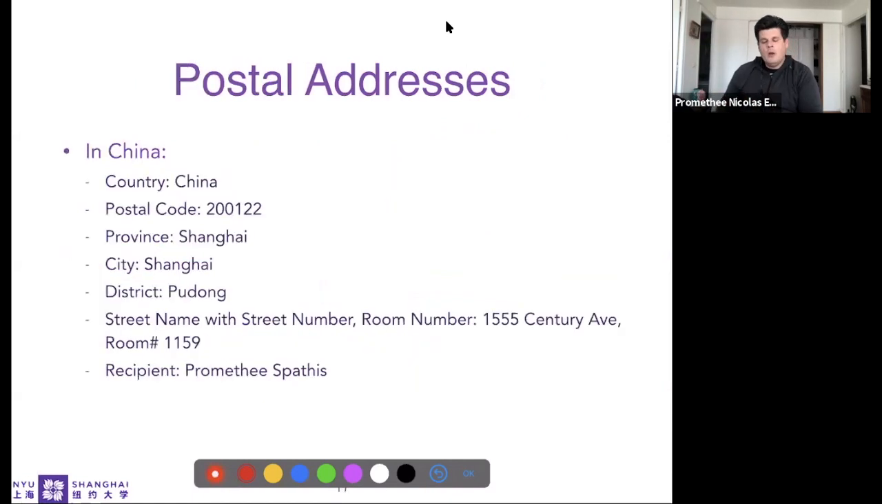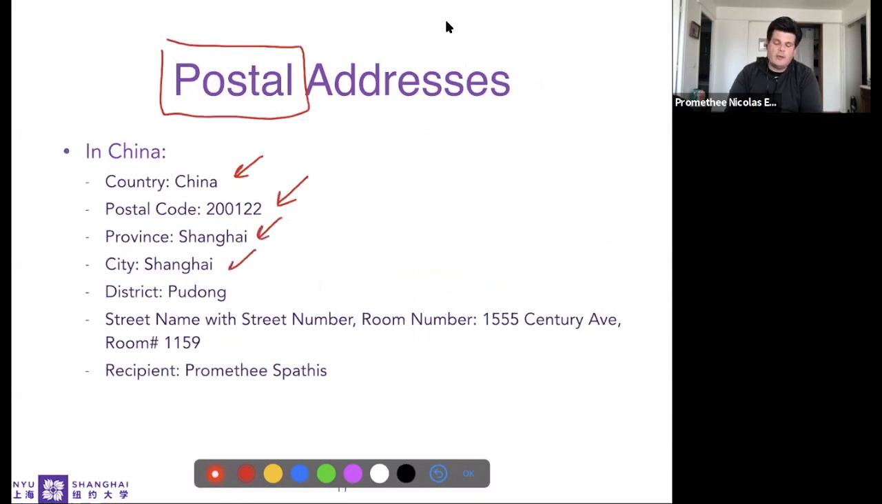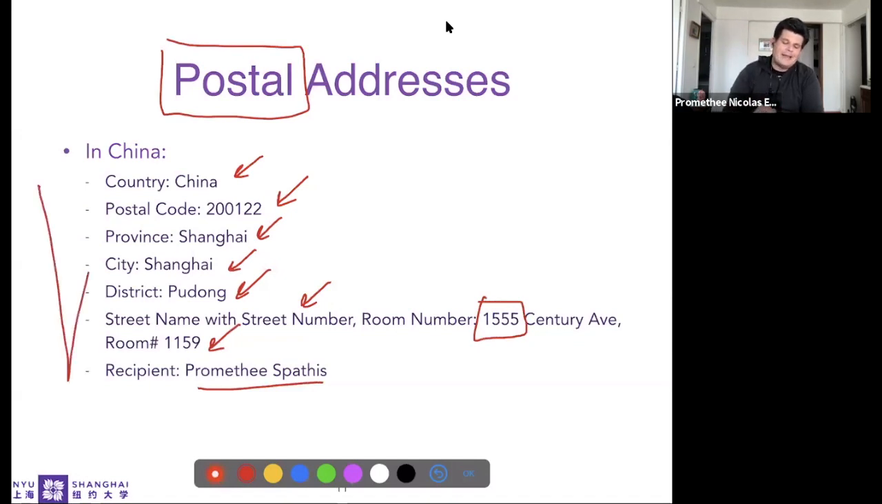That will come in 2 weeks. So let's make a parallel and look at postal addresses. If we are in China, for instance, like in most parts of the world, we have the country, then the zip code that indicates the area I belong to, the province, the city, the district, the street name with the number, and then the room, and then whoever occupies that room. As we may see, this is hierarchical, right? Everybody in China shares the same information here.